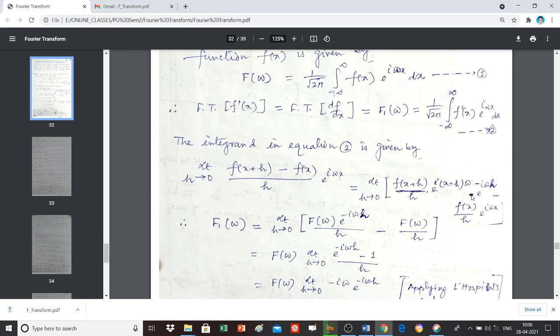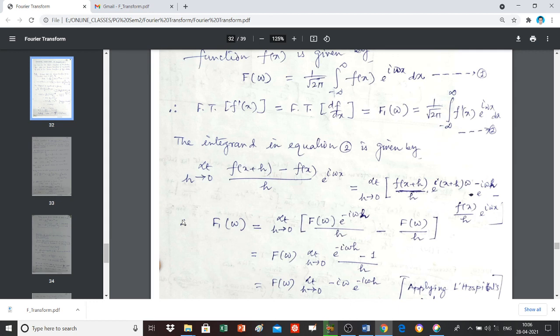So you can multiply this and write this expression e to the minus i omega x. Because you have e to the power i omega x, it is e to the power i omega and then x. The extra term is e to the power i omega h with a positive sign, so you should multiply this term by e to the minus i omega h. So this is okay. Now, minus the next term, minus f(x) by h, that is f(x) by h e to the i omega x.